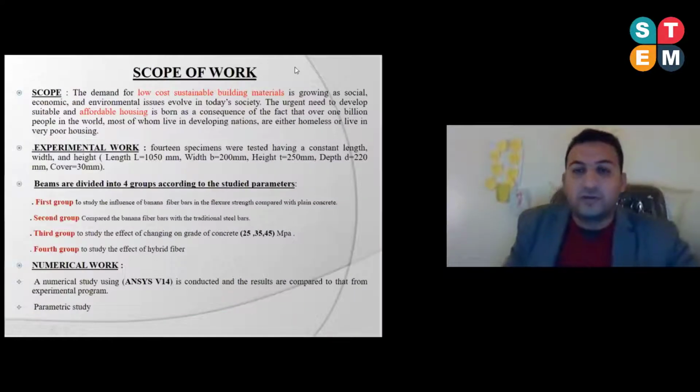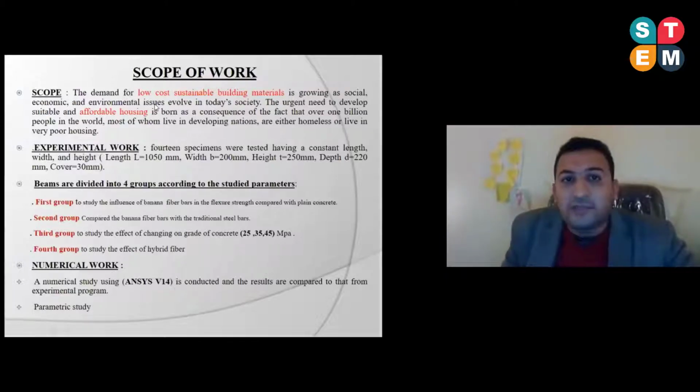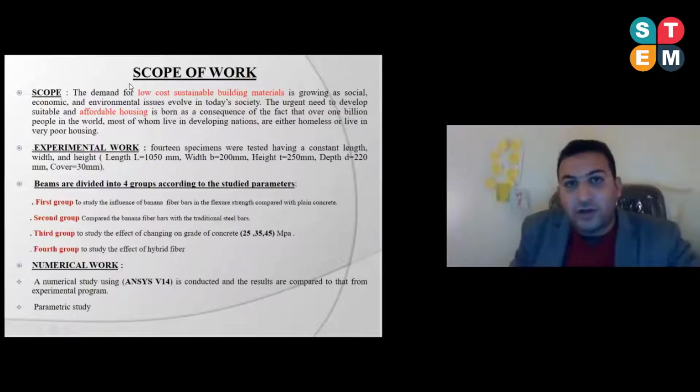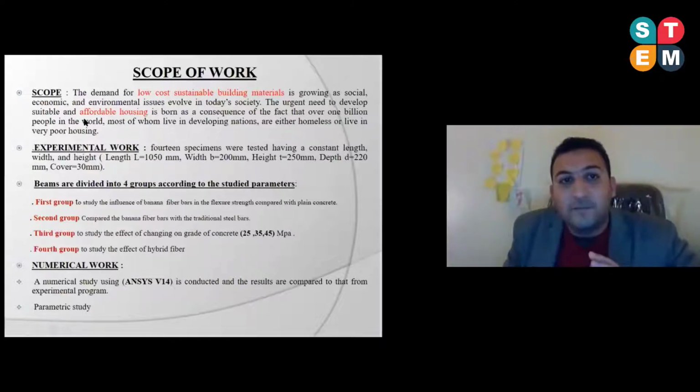The scope of work is low-cost sustainable building material. We search for how to use low-cost sustainable building material and try to develop sustainable and affordable housing.